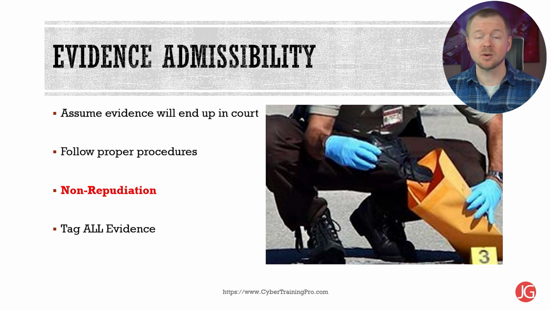Also, one of the key things that we're trying to do is make sure that our evidence supports non-repudiation, meaning that whoever did something in the incident can't deny that they did it. Just like with law enforcement evidence, anything that we collect needs to be tagged. This includes date and time, a control number, and the name of who's placing the tag on it.